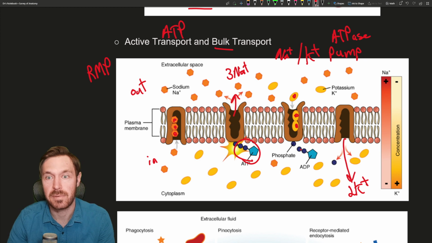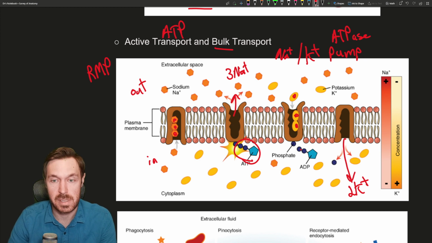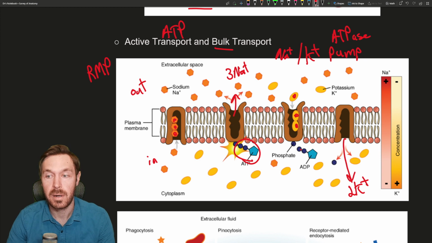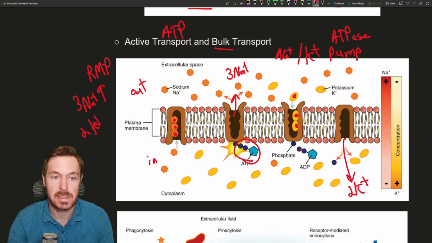Your muscles use this for potential as well. Your digestive system uses this for absorbing nutrients. Your kidneys use this for regulating sodium and water volume. Very, very important pump right here. We'll get into some of the more details throughout the course, but just introducing you to this pump right now. Just remember 3 sodium out, 2 potassium in.